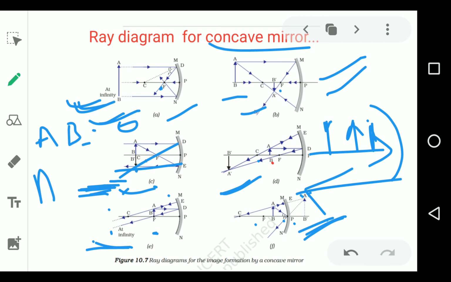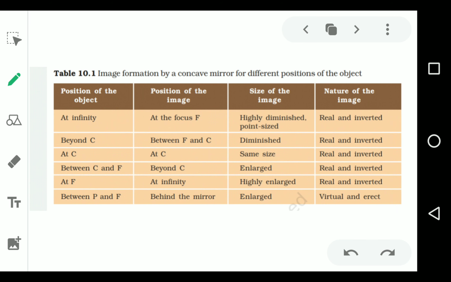Suppose it is this position A, and from here if you extend a perpendicular line towards the principal axis, you will get the image. And here the image is in the same direction as the object. Okay, both are facing upwards, so the image is erect and the image is also virtual because it is getting formed behind the mirror.